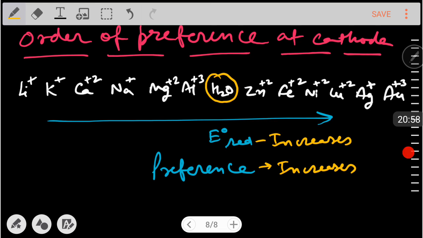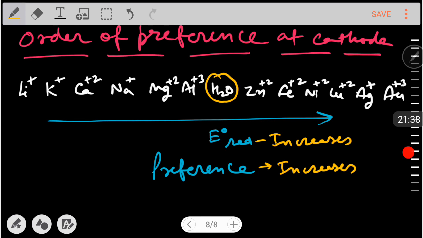Now, the order of preference at the cathode. I made here a list of cations along with water that is shown in the middle. The preference towards reduction at the cathode increases. It is because the reduction potential value for their redox couple increases. So as you move left to right in this series, which I have shown here, the reduction potential value for the redox couple of these ions will increase, so the preference of these ions to be reduced at the cathode will also increase.